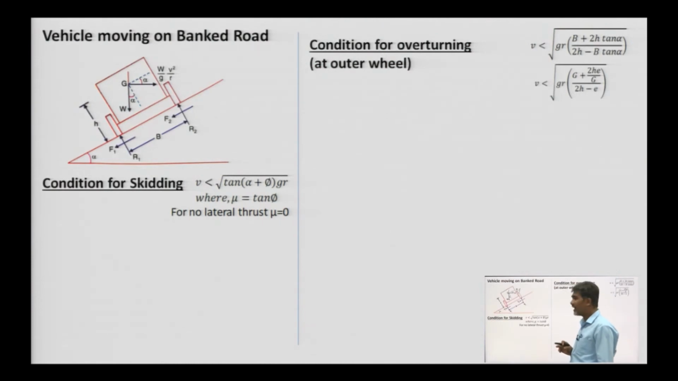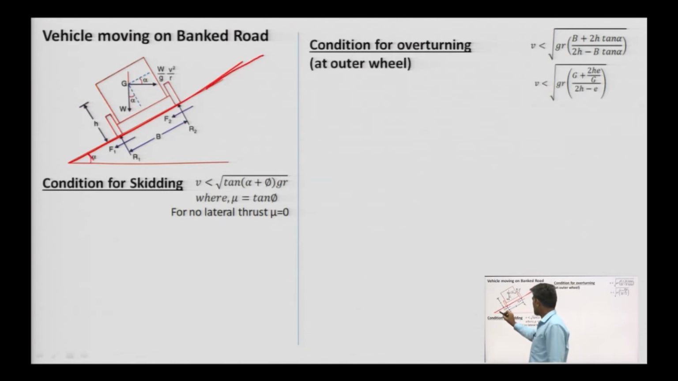And suppose the vehicle is moving in a circular path on a banked road, meaning at some angle alpha. Then what will be the condition? Since this is inclined at an angle of alpha, the expression will be modified a little bit.